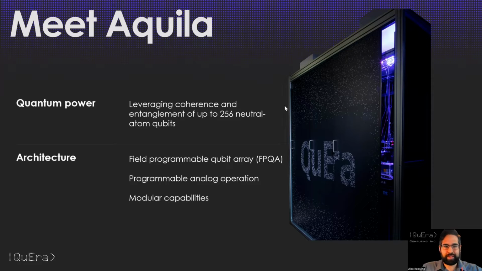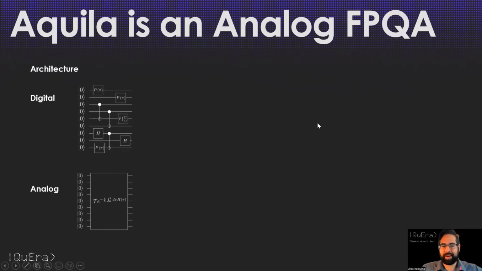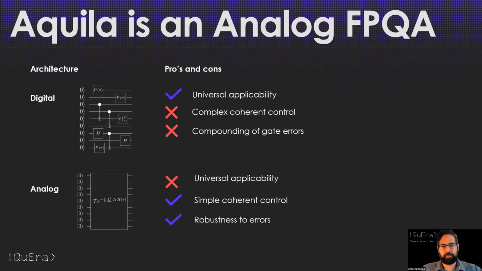So what do I mean when I talk about Aquila being an analog FPQA? Well, the neutral atom platform, Aquila included, is able to support two different forms of operation: a digital gate-based quantum computing and also an analog one. There's a few pros and cons for each. Of course, digital, the gate-based quantum computing is the most prevalent model for existing machines out there due to its ability to encode arbitrary problems. However, the control and the compounding of gate errors have limited the applicability.